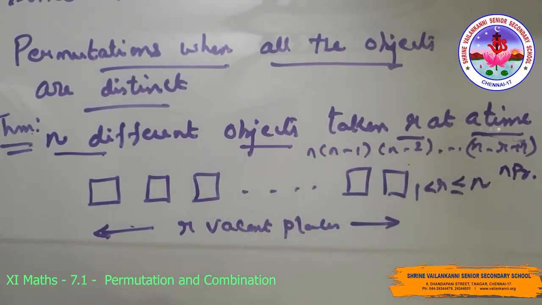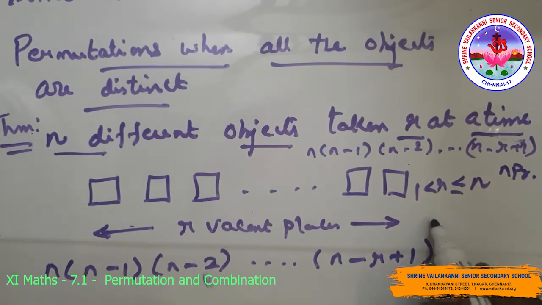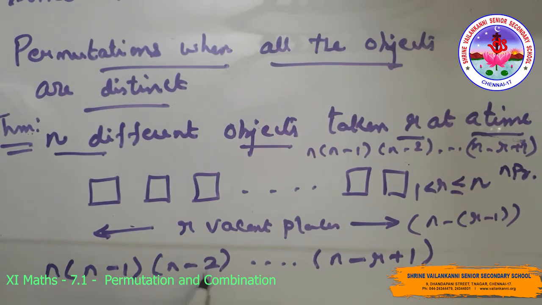The first place can be filled in n ways, following which the second place can be filled in n minus 1 ways, and the third place can be filled in n minus 2 ways, etc. And the rth place can be filled in n minus (r minus 1) ways, that is, n minus r plus 1 ways. So n into n minus 1 into n minus 2, etc., up to n minus r plus 1 ways.